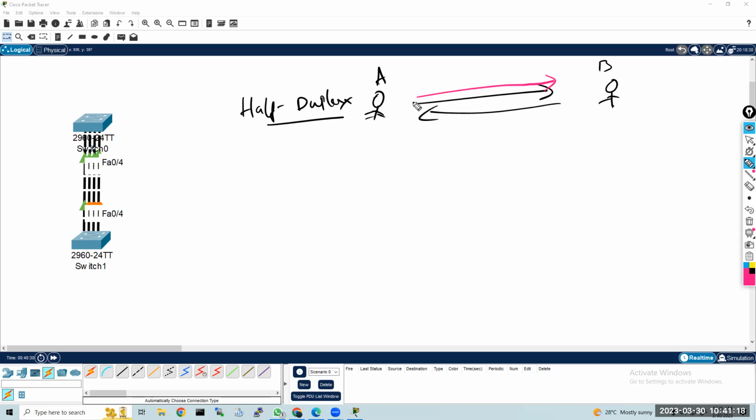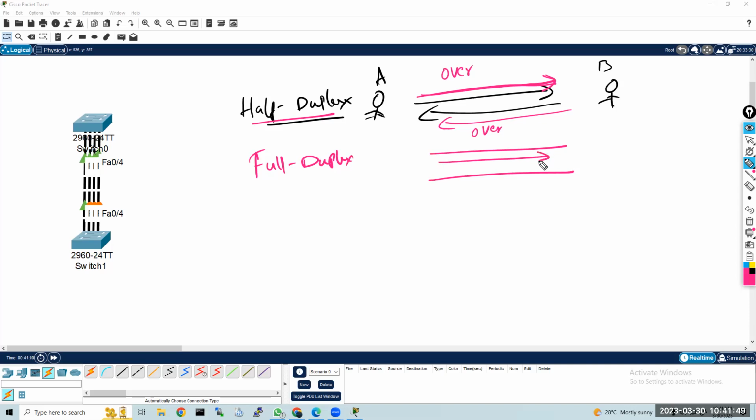Whether this guy can communicate first, after completing his talk, he will say over. Then the other will talk, and after completing his talk, he will also say over. The example is walkie-talkie, no? Yes, that's it. It means communication cannot be done at the same time, only once at a time. This is called half duplex. Okay, full duplex. Nowadays, signal is being sent from both directions together. They can communicate at the same time. As simple as that, bro.